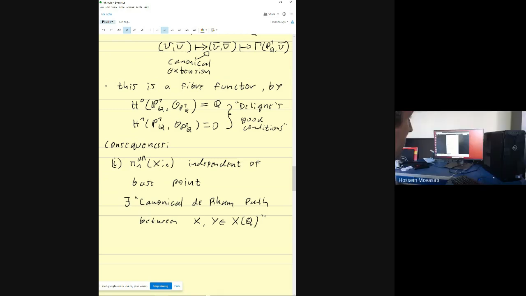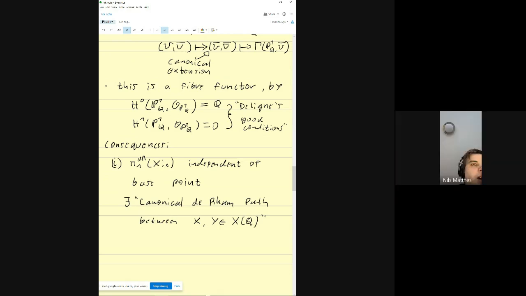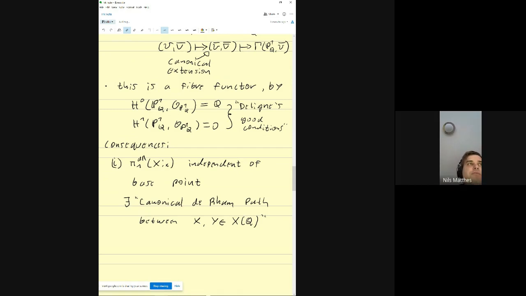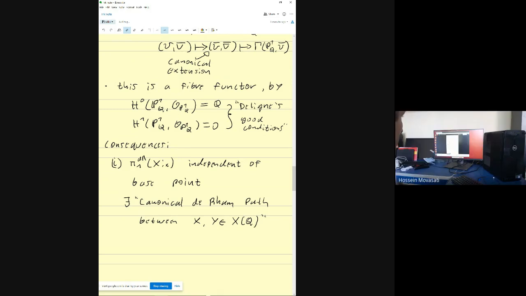Yes? I didn't understand the relation between Deligne's extension V bar and Deligne's good conditions. Those are two different things. The canonical extension you can always do; it works in great generality, and it's nothing particular to P1 minus 3 points. But Deligne's good conditions are very particular to the projective line.